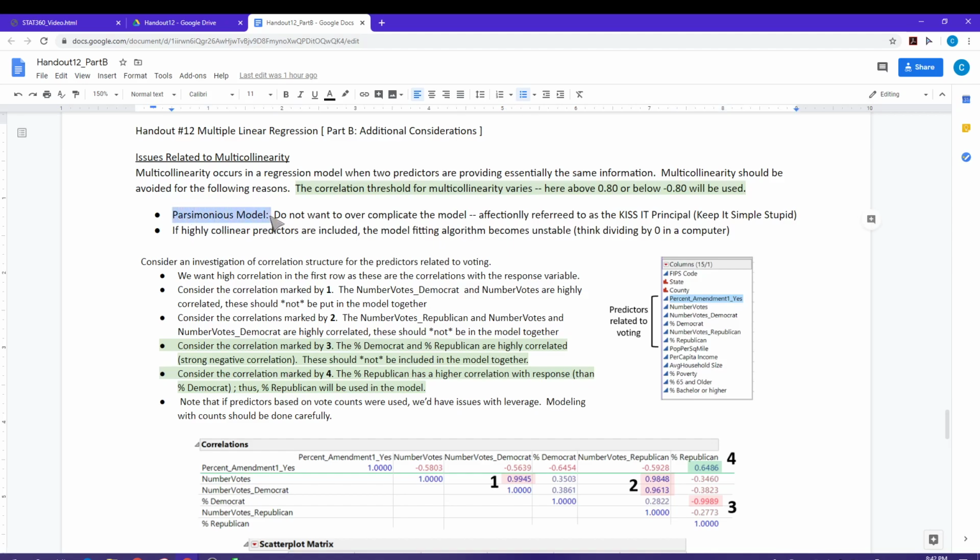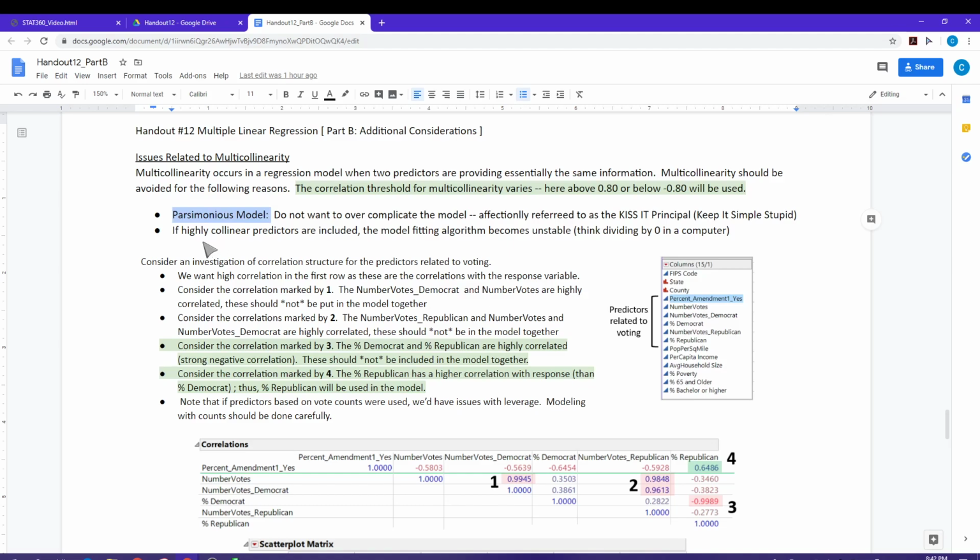Number one, we want a parsimonious model. What we mean by a parsimonious model is we don't want to overcomplicate the model. I often refer to this as the keep it simple stupid principle, or the KISS principle. Don't overcomplicate your model if you don't have to.